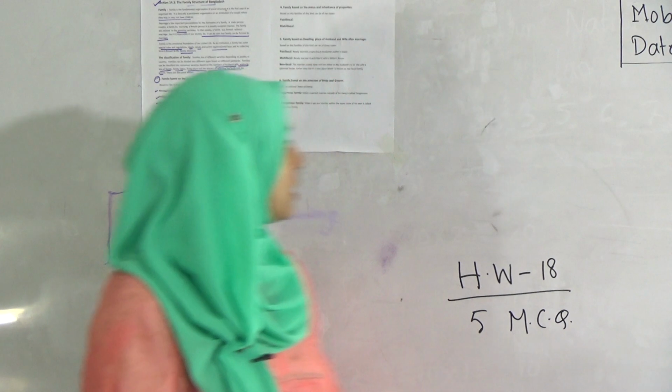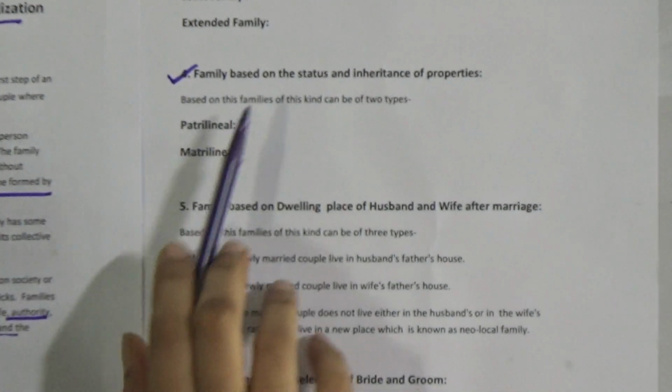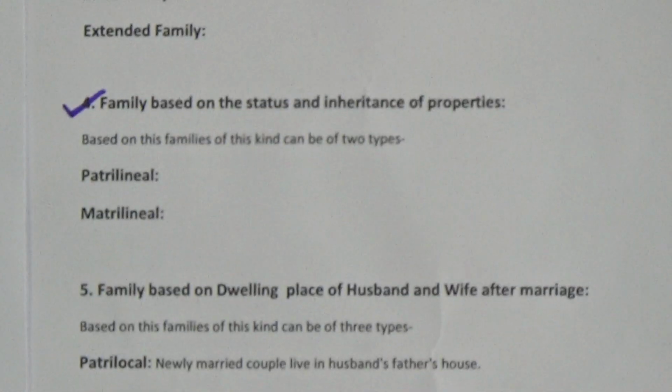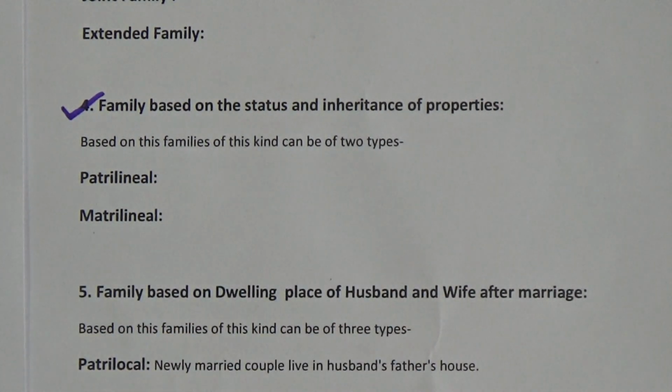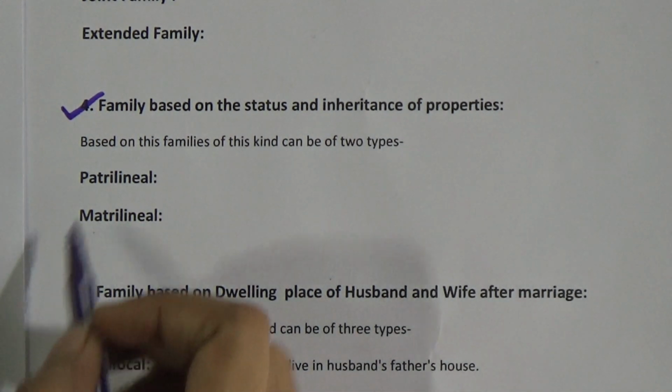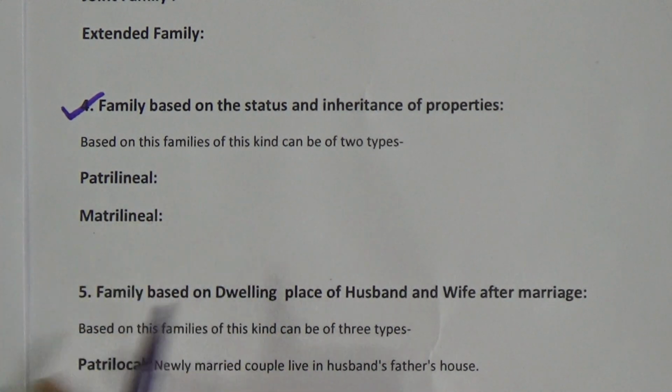And now, family based on the status and inheritance of properties. That means who gets the status or inheritance at the end of the generation. After fathers or mothers, who is getting the inheritance of properties, or whose properties is this.